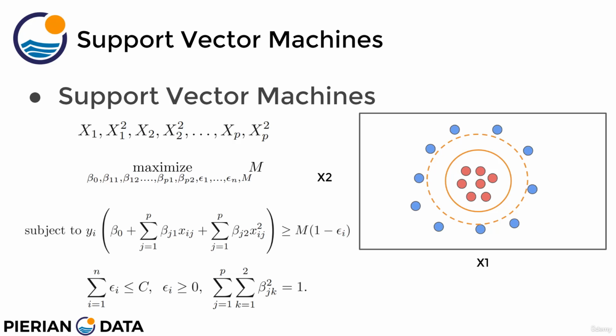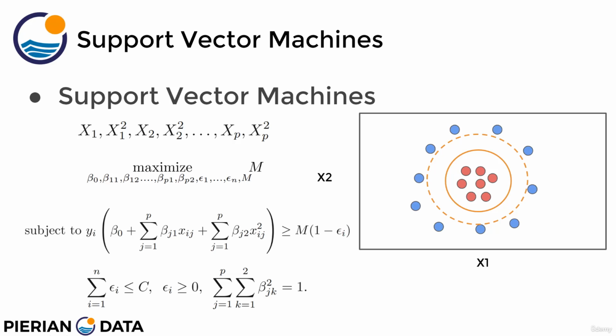So we're no longer just considering x1, x2, all the way to xp, but we are also considering the squared feature value. I still want to maximize my margin m, but now I have coefficients not just for the original features, but also coefficients for the squared features.